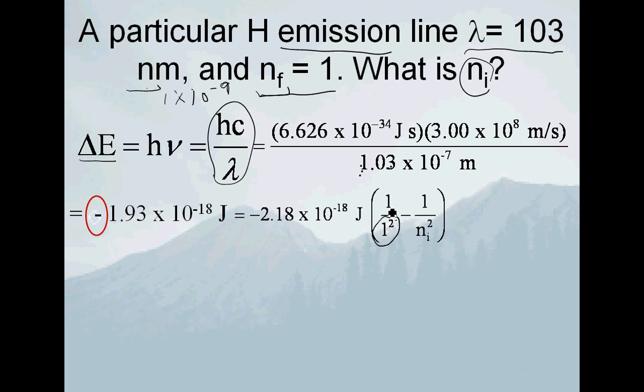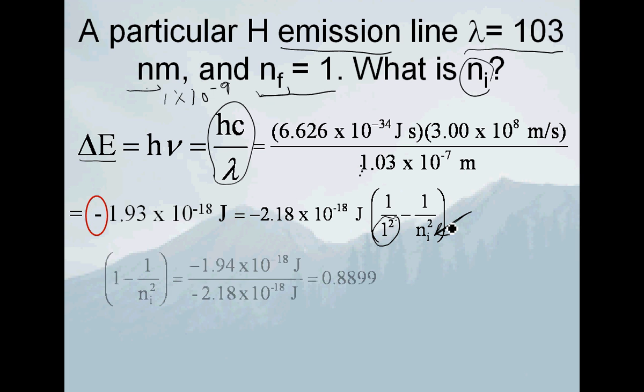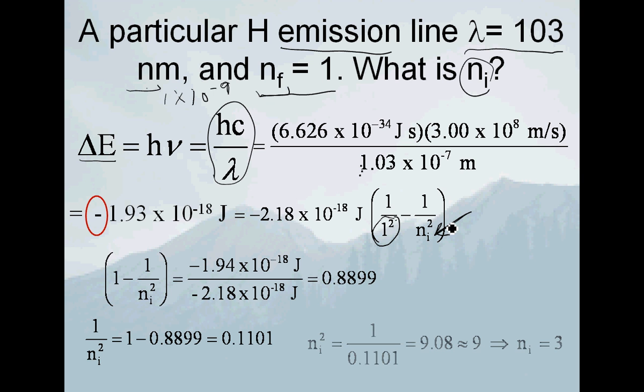We know n f is 1. The only thing that's left here is n sub i, which is what we solve for. So a little bit of algebra, which of course you're responsible to be able to do. Solve for n i squared is 9.09, which is close to 9.